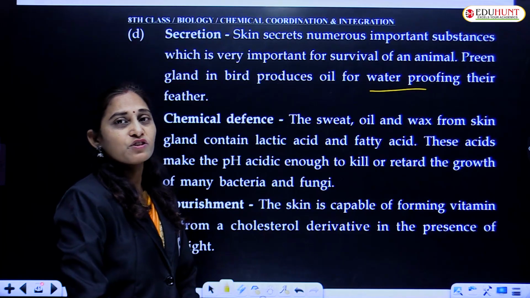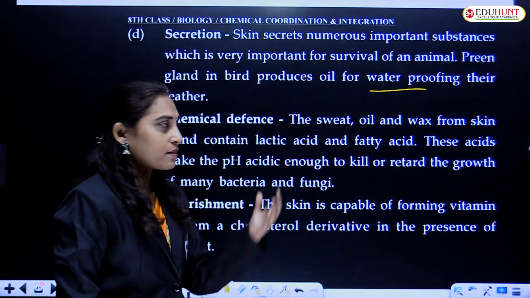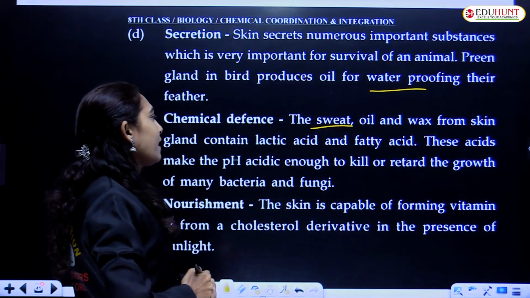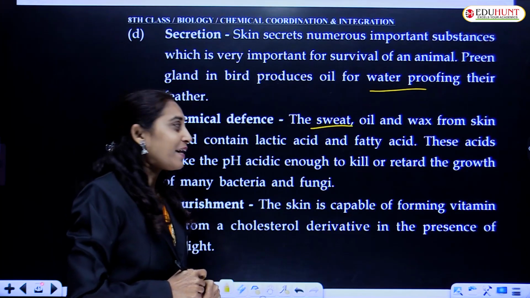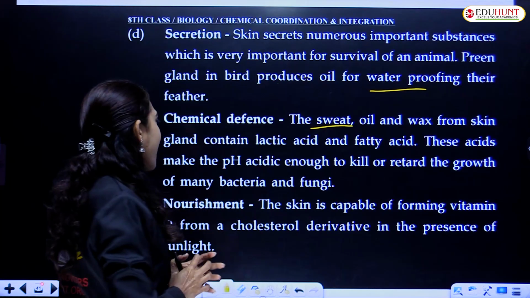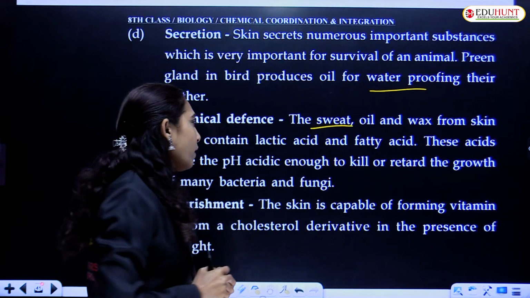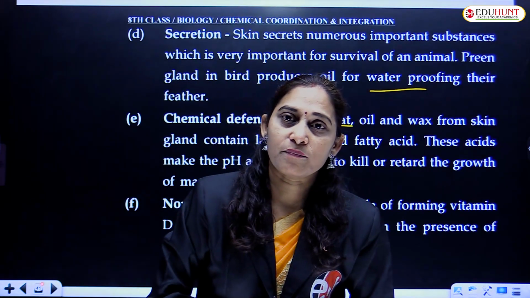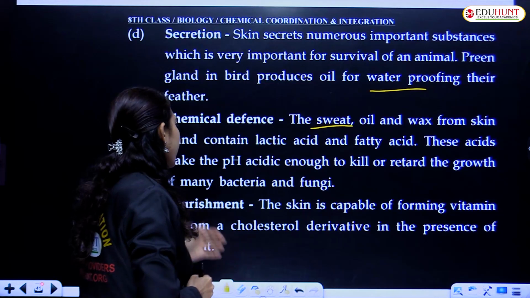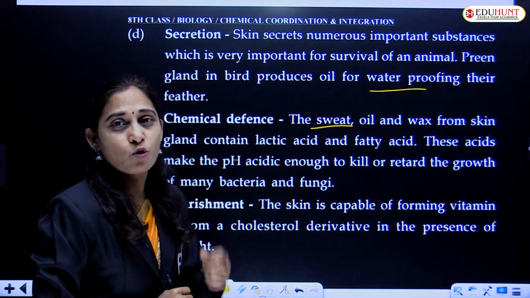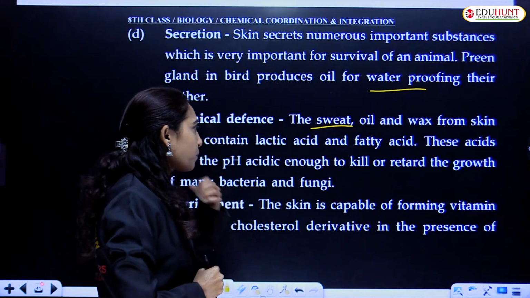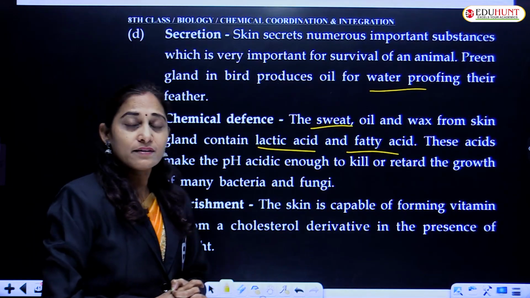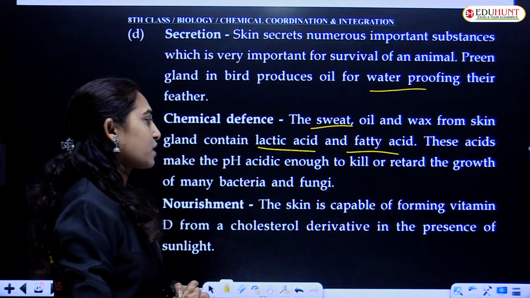Next function is chemical defense. We have already discussed the sweat, oil and wax, earwax from skin glands, which contain lactic acid and some fatty acids, and these acids make the pH low. Since it is acid, the pH stays low. In this low pH, germs die. So they prevent bacteria and even fungi. They kill bacteria and fungi by maintaining low pH, by containing these acids, lactic acid and fatty acids.